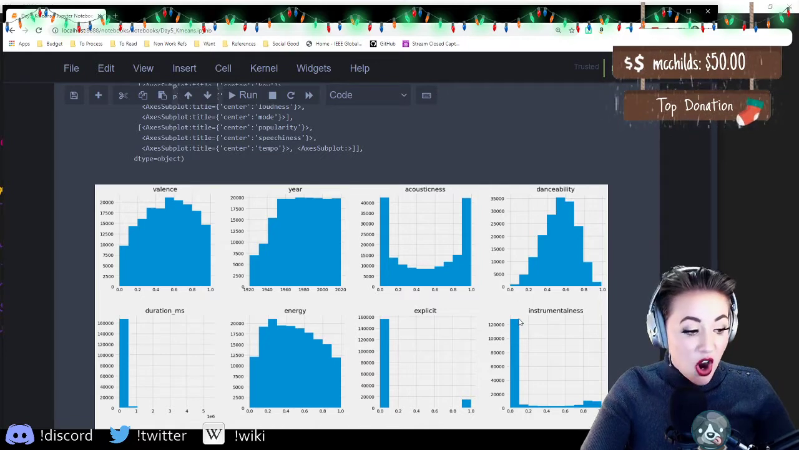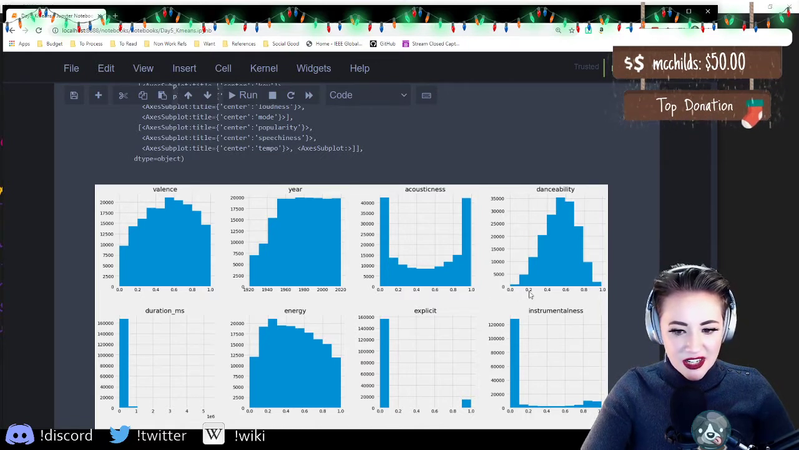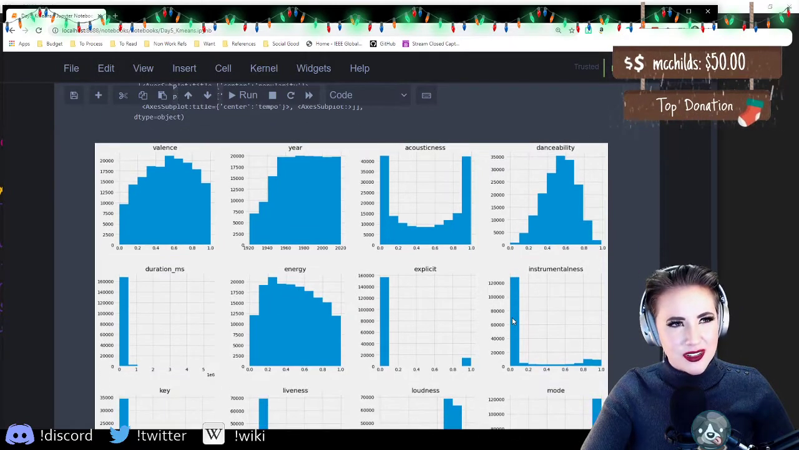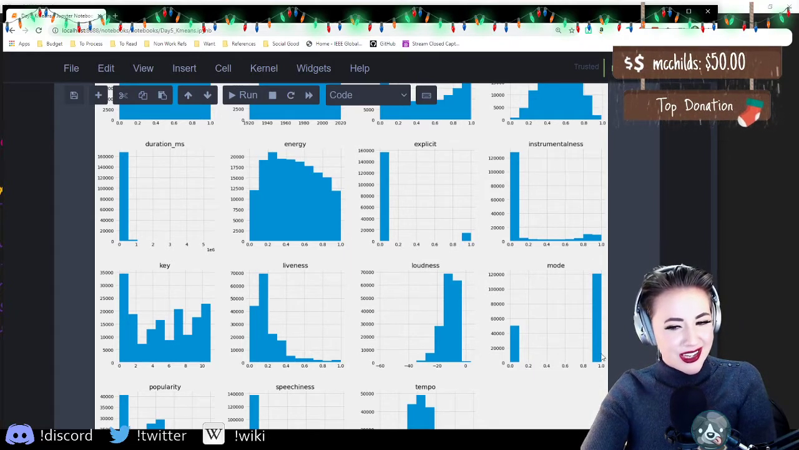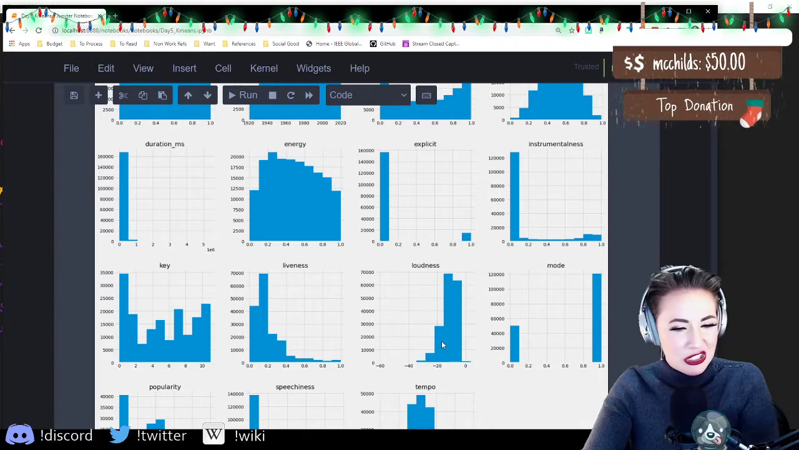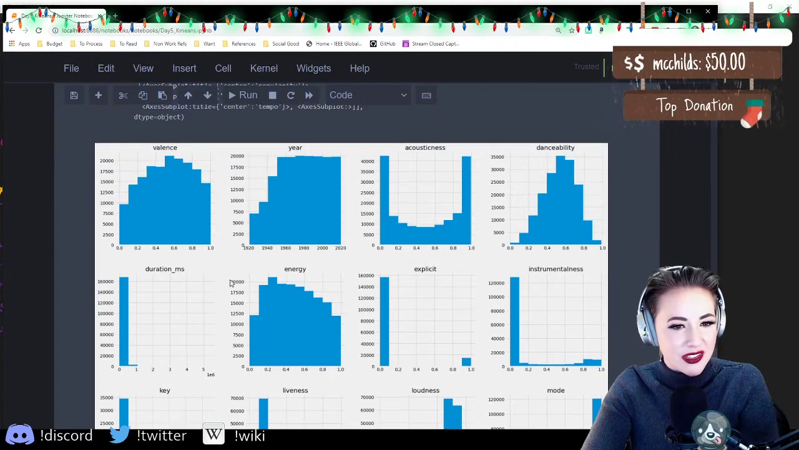I think you are right, Strawberry Jesus, because also look at the instrumentalness here. A lot of it is, well, I guess that's maybe a measurement of not how many instruments, but whether or not it's instrumental. Most of the music is not. My hunch here would probably be that this is the major key, just a hunch. Well, let's see, what does our valence look like? Oh, our valence is Gaussian-ish.